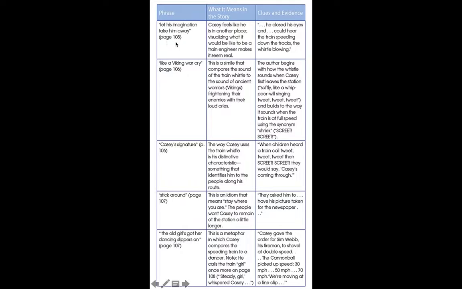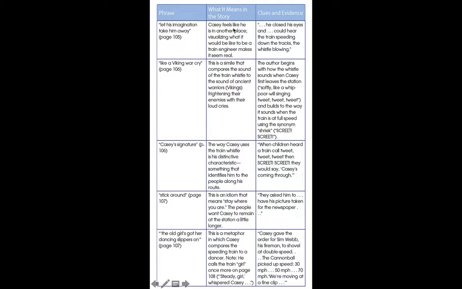That was found on page 105. And what it means in the story, Casey feels like he is in another place. He's visualizing what it would be like to be a train engineer, makes it seem pretty real. So some clues and evidence, it tells us he closed his eyes and he could hear the train speeding down the tracks, the whistle blowing. So he's allowing his imagination to take him away so that way he feels like he is in another place.